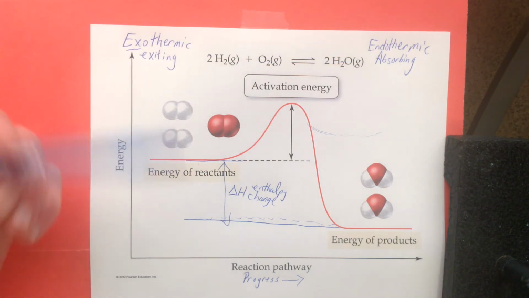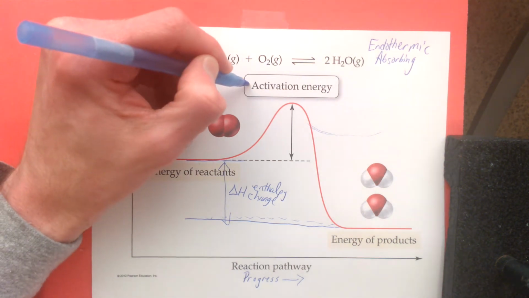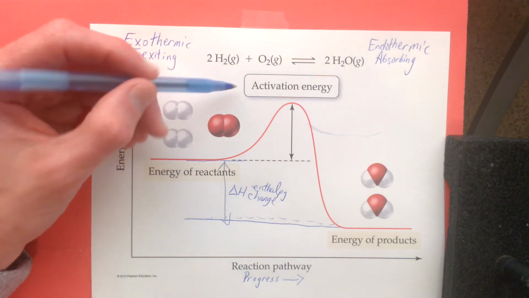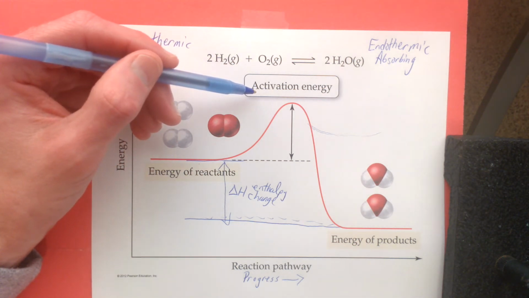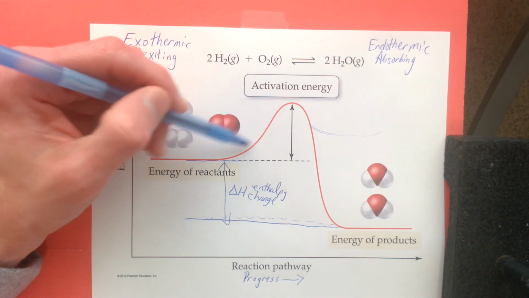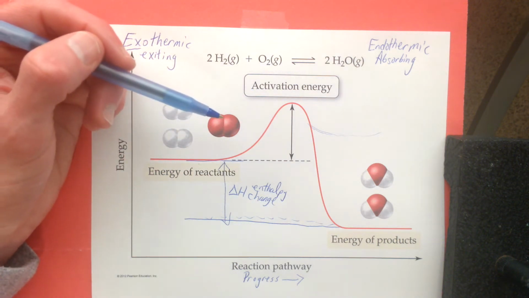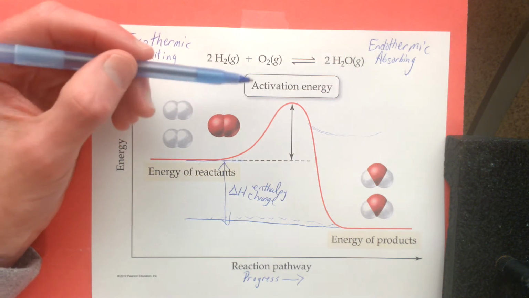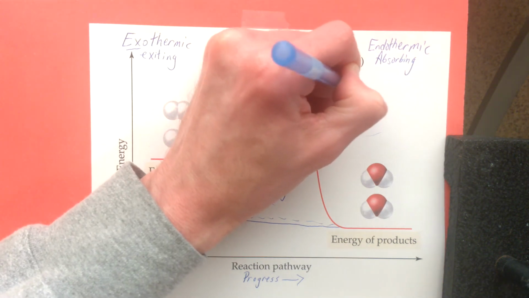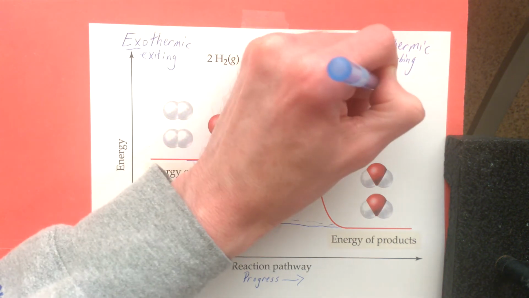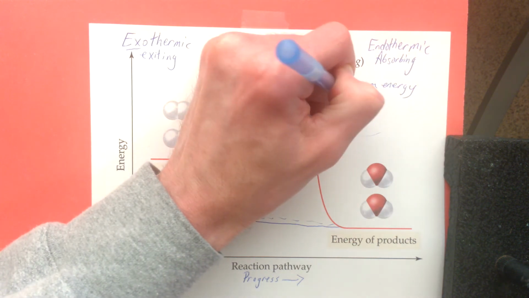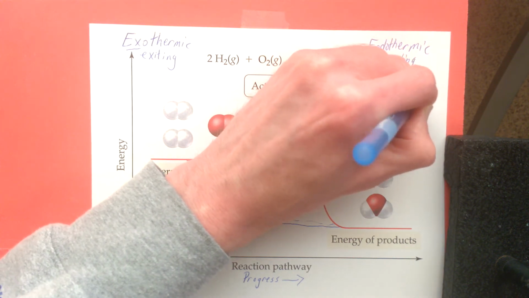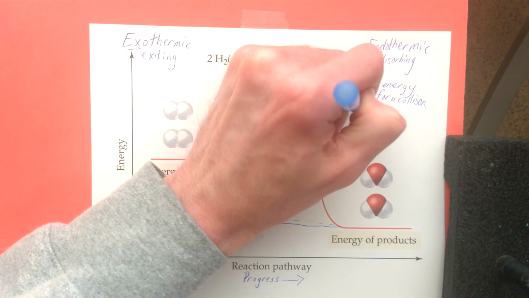Now, after looking at this energy profile diagram, you may be wondering, what is this label right here, the activation energy? Activation energy is the minimum amount of energy that a reaction collision needs in order for those molecules, those particles, to react. So activation energy is the minimum energy needed for a collision to be successful.